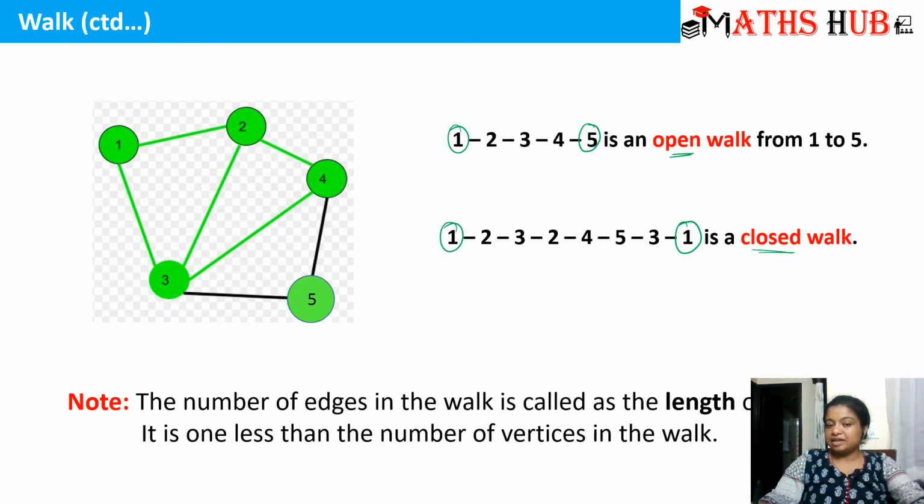How many vertices are there? 1, 2, 3, 4, 5. So the length of this walk has to be 4, right? So you can check it otherwise also.